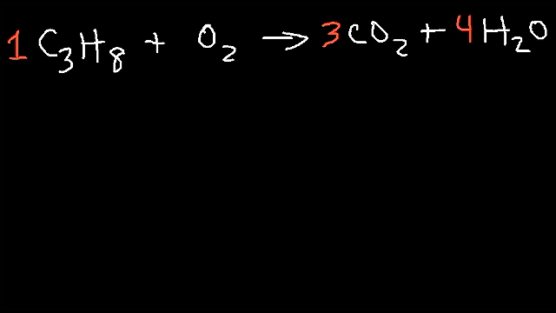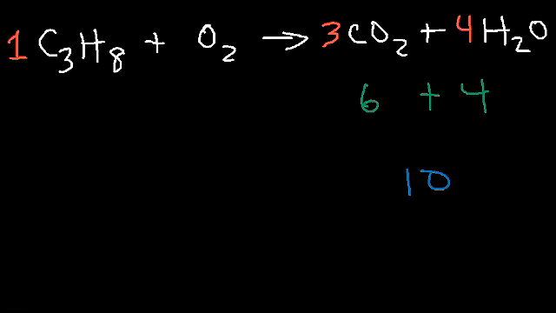Now let's move on to the oxygen atoms. What is the total number of oxygen atoms on the right side? Notice that we have 6 oxygen atoms in the 3 CO2 molecules. If you multiply 3 by 2, you're going to get 6. And we have 4 oxygen atoms in the 4 water molecules. If you don't see a subscript, it's a 1. 4 times 1 is 4. So we have a total of 10 oxygen atoms on the right side.